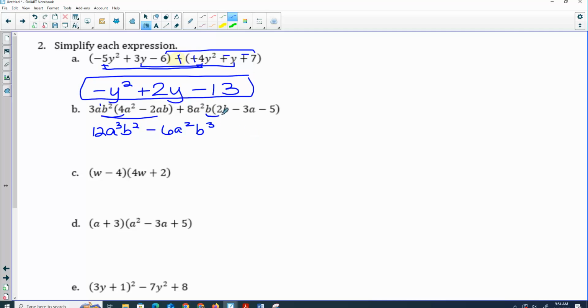Now I'm distributing this one. So 8 times 2 is 16. We have 2 A's and 2 B's. 8 times -3 is -24. 2 A's and 1 A gives me 3 altogether in the B. 8 times -5 is -40. We still have the A squared B.